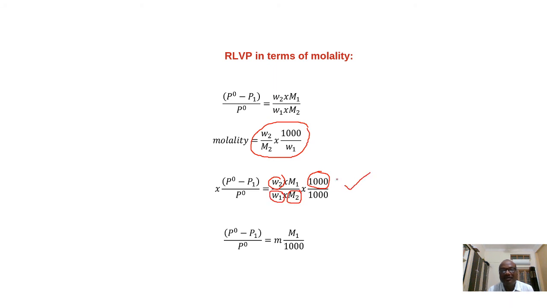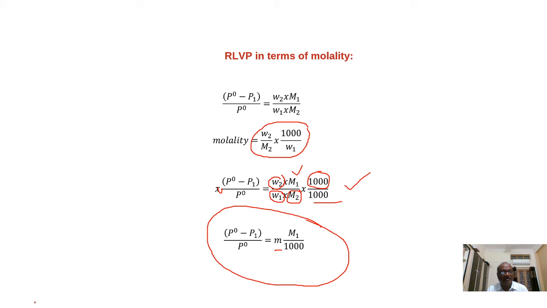Means in this equation, the marked terms together represent what? Molality. So this can be replaced by molality. That's why we write it: (P0 minus P1) divided by P0 is equal to m, molality, instead of this marked part, into capital M1 divided by 1000. What is m here? Molality of solution. What is capital M1? Molecular weight of solvent, divided by 1000. This is a relation between the RLVP and molality of solution.